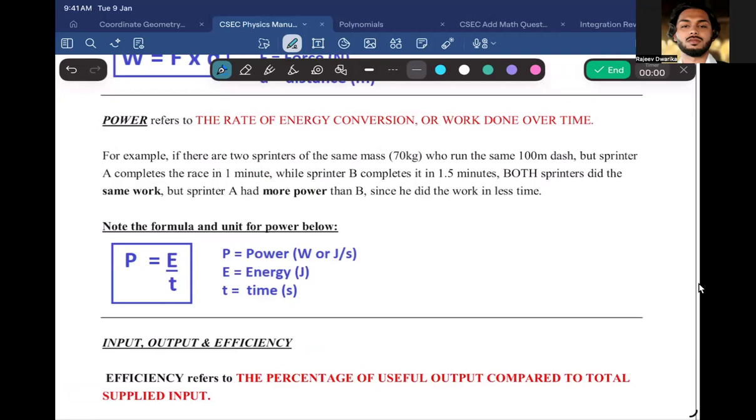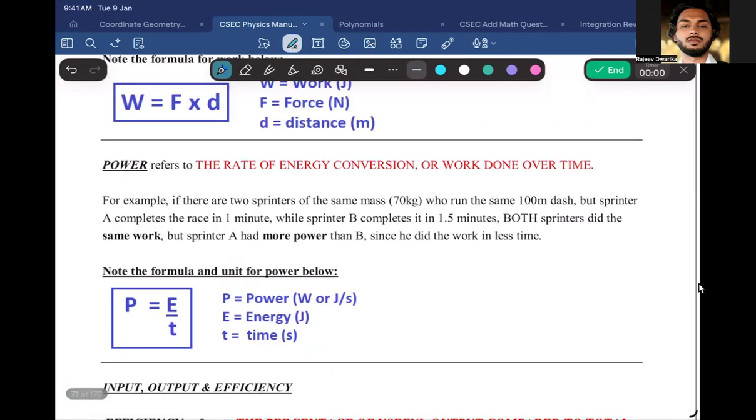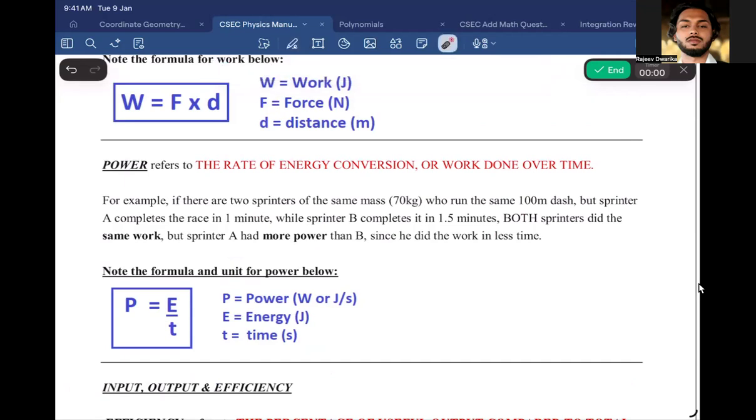Power refers to the rate of energy conversion or work done over time, right? So for example, if there are two sprinters of the same mass, 70 kg, who run the same 100-meter dash, but sprinter A completes the race in 1 minute, while sprinter B completes it in 1.5 minutes. Both sprinters did the same work, but sprinter A had more power than B since he did the work in less time. So Shayna, the work in this example would be to complete the race. Did both of them complete the race?